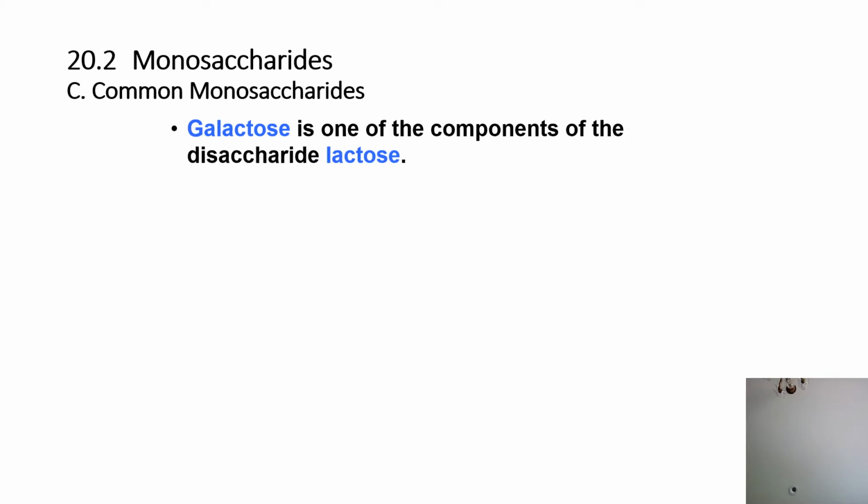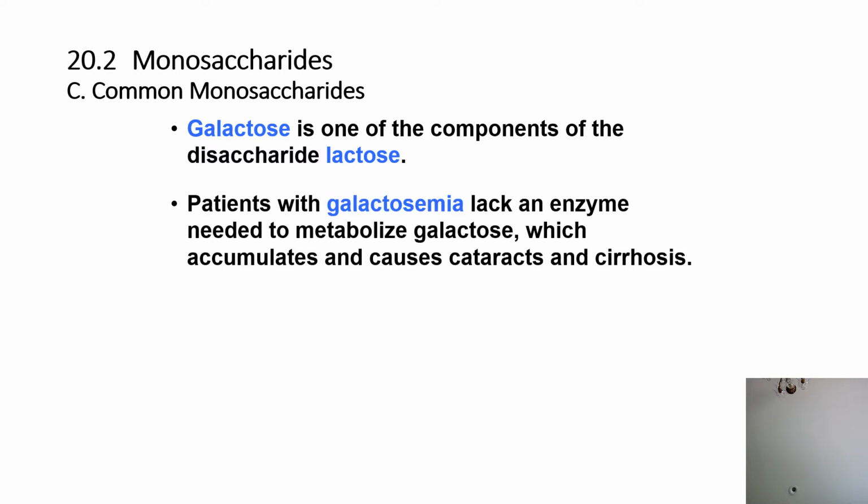Galactose is one of the components of the disaccharide called lactose. Patients with galactosemia lack an enzyme needed to metabolize galactose. So this causes the accumulation of that molecule and contributes to cataracts and cirrhosis.